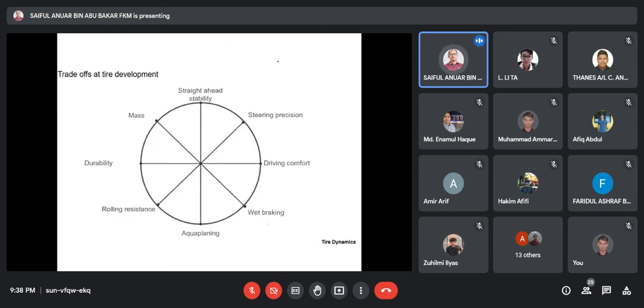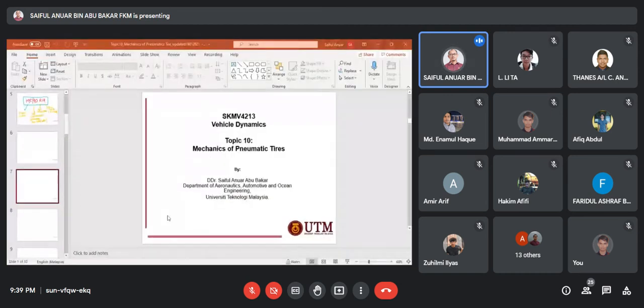Okay, now we're looking at the trade-off for tire development. So these are the elements that the tire designer needs to take a look at. So basically, you need to take a look at straight ahead stability, steering precision, driving comfort, wet braking, aquaplaning, the one that we talked about just now, and then we have rolling resistance, durability, and mass.